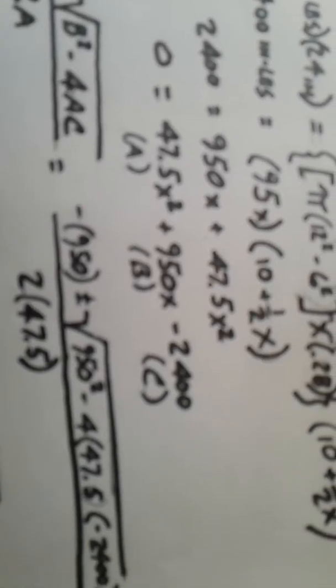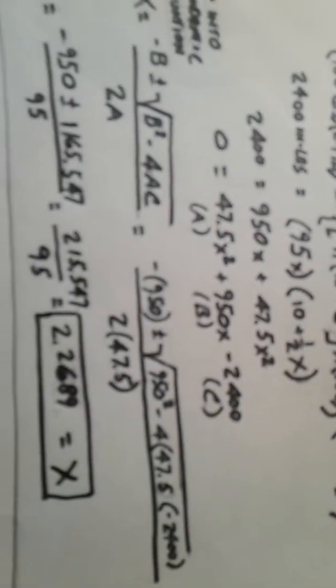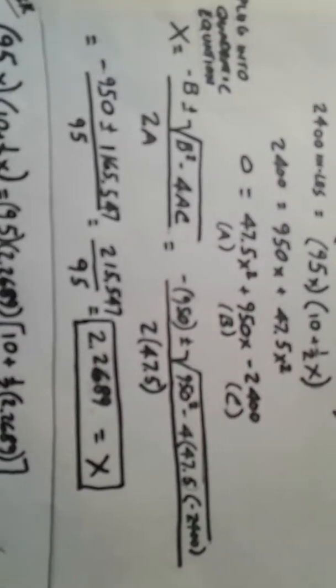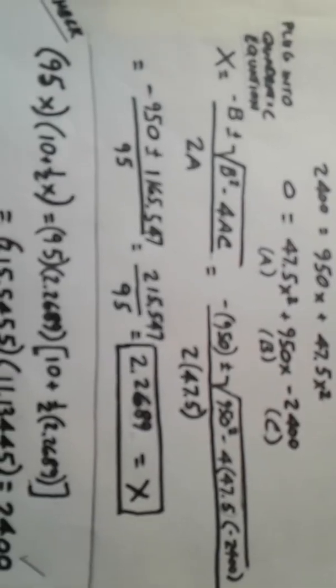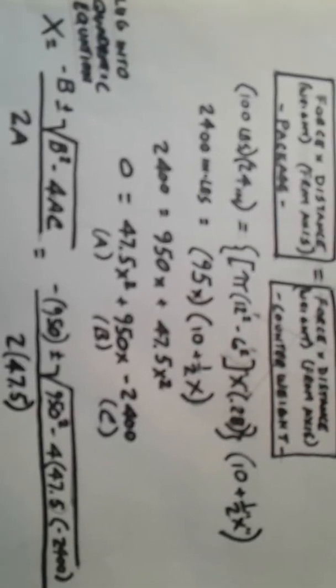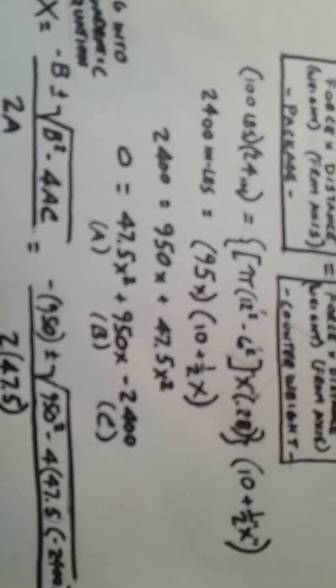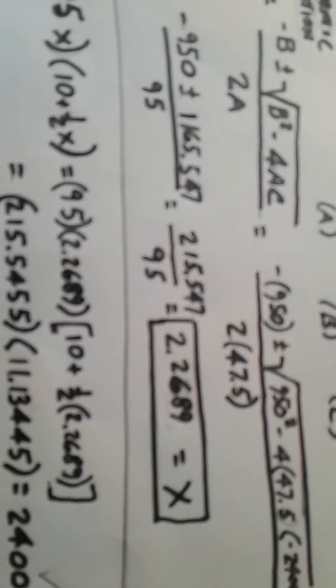And then I put it in the standard quadratic form for A, B, and C. And then I plugged it into the quadratic equation, and I come up with x equals 2.2689. Then to check it, I plug that number into the 95x times 10 plus 1/2 x, and I come up with 2,400 inch-pounds, and that matches.